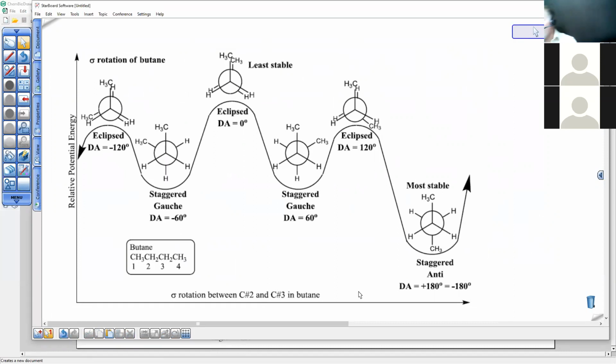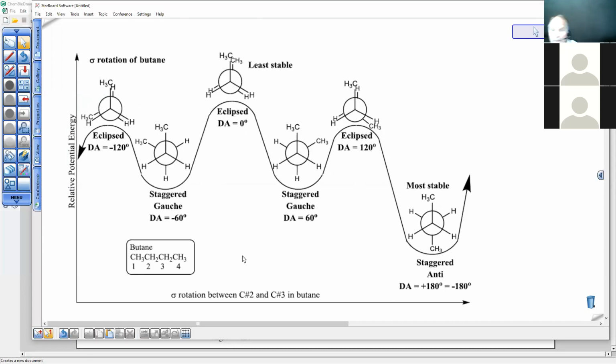And we have the most stable one down here, the staggered with the 180 dihedral angle. DA on this page is dihedral angle. We talked about that. And you'll see rotating the back carbon, so CH3 is there, gives this. Rotating the back carbon, so CH3 is here, takes you to the other side of the graph, gives you this. Look at, they have the same energy. They're the second least stable. Rotate the back carbon 60 more here. You get this. You get the gauche, which is not quite as good as this, the anti.